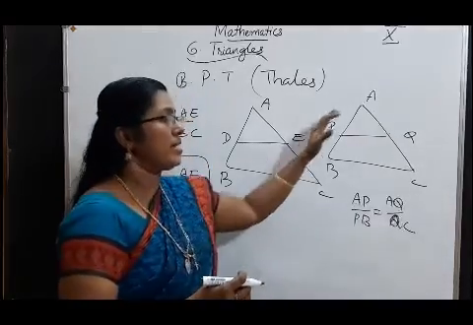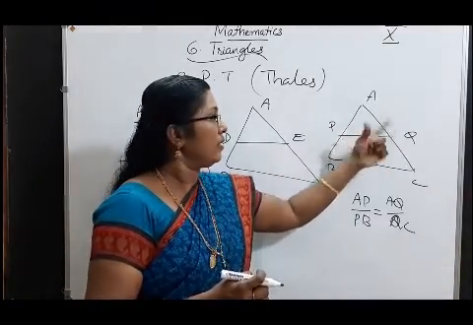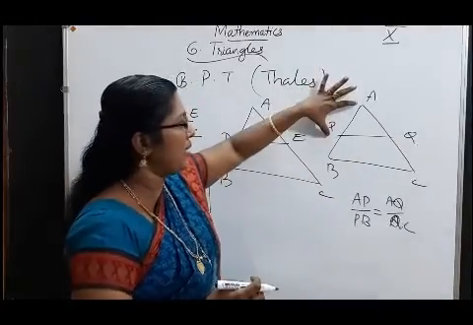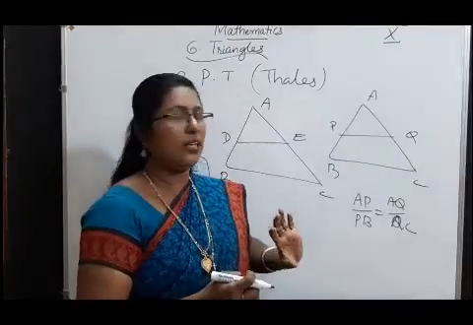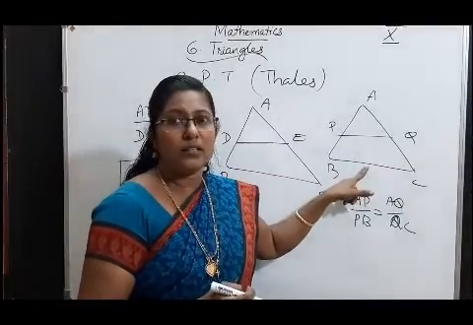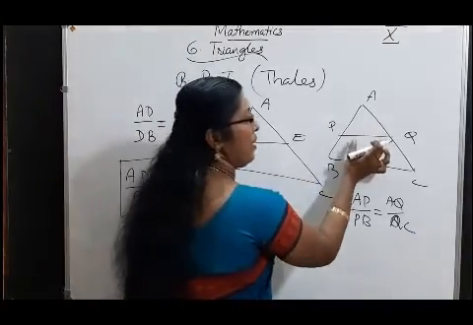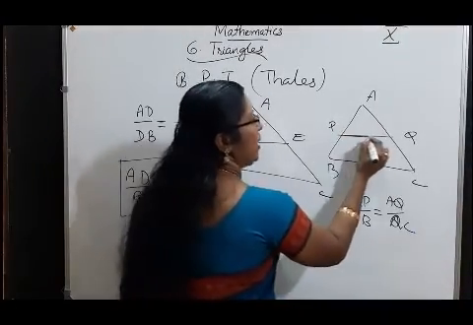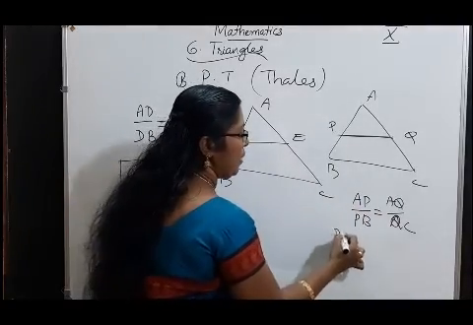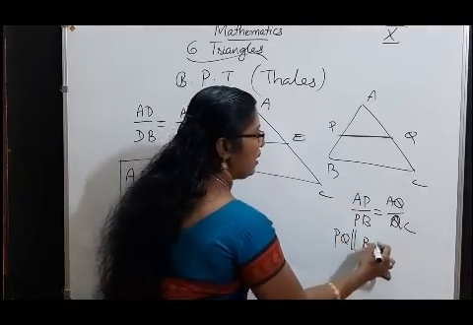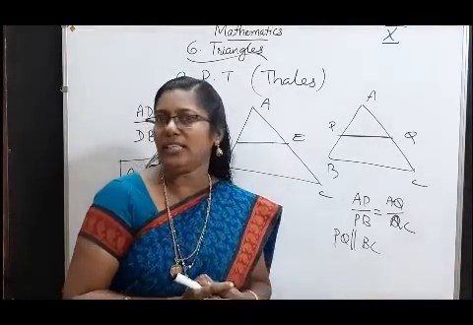If a line divides two sides of a triangle in the same ratio, that means AP by PB equals AQ by QC, then the line is parallel to the third side. When we draw the line PQ, PQ is parallel to the third side. That means PQ is parallel to BC. That is the converse of the basic proportionality theorem.